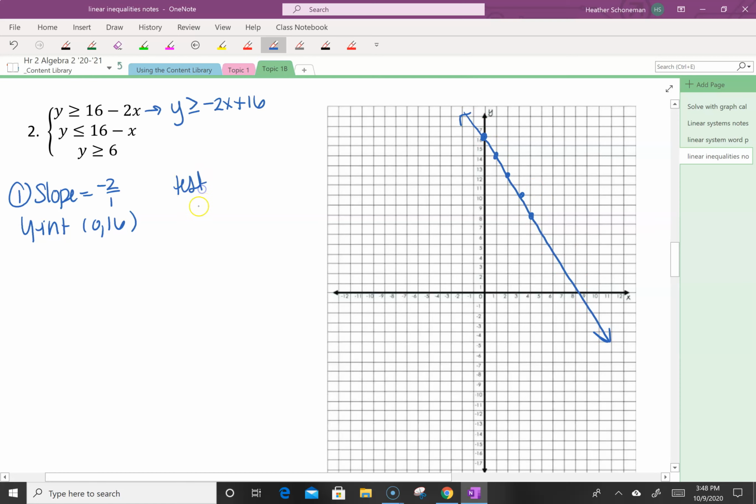So I'm going to test a point. So I have 0 is greater than 2 times 0 is 0, so 0 is greater than 16. That's false. So I'm going to shade away from the center. All right, let's try this again on the second line.